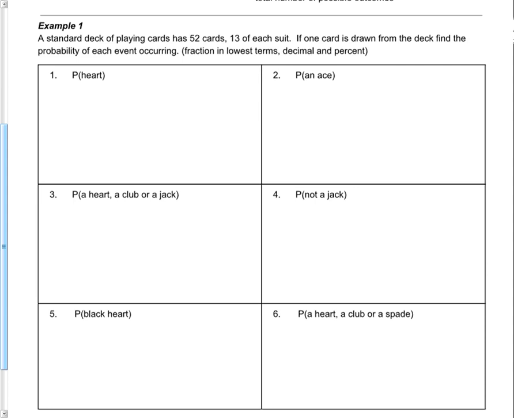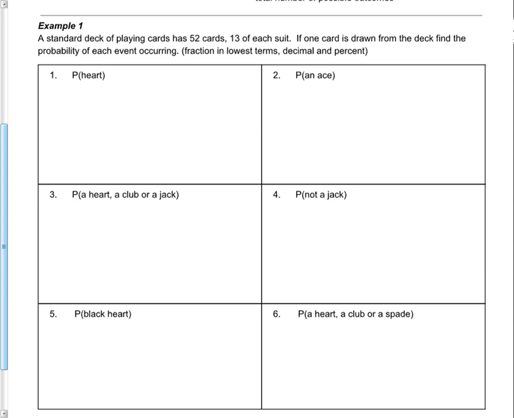Okay, so let's take a look at an example here where we have a deck of cards. Just by way of review, a standard deck of playing cards has 52 cards in it. It has 4 suits: hearts, spades, diamonds, and clubs. And in each suit, there are 13 cards. There's a 2, 3, 4, 5, 6, 7, 8, 9, 10, Jack, King, Queen, Ace. So if we randomly draw one card from the deck, we want to find the probability of each event occurring. And we always want to leave these things as a fraction in lowest terms and then convert them into a decimal and a percent.